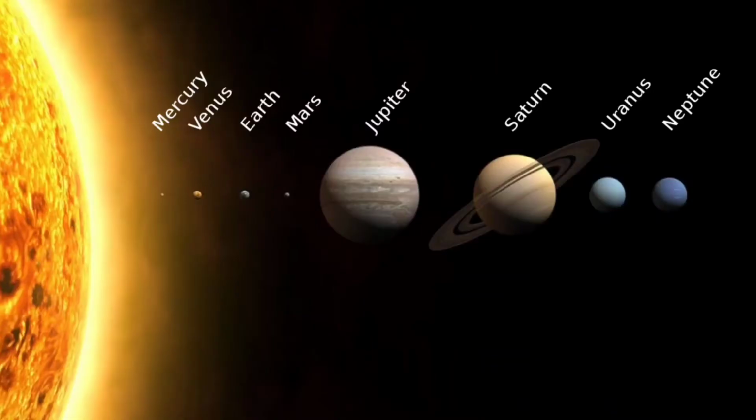Can you name the four inner planets? Yes. Mercury, Venus, Earth, and Mars. Can you name the four outer planets? Yes. Jupiter, Saturn, Uranus, and Neptune.